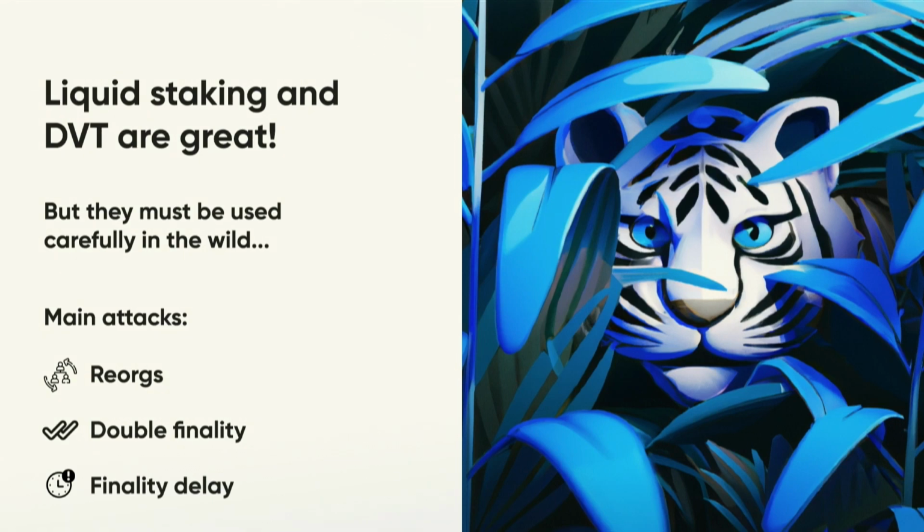Then you also have double finality, which is the case in which you have two versions of Ethereum progressing at the same time. This attack is rare because it requires a lot of capital to be executed, but we'll see how this can be reduced when using liquid staking or DVT. And finality delay means that you stop the chain from progressing by actively being inactive. That also requires quite some capital invested, but it can be reduced again.